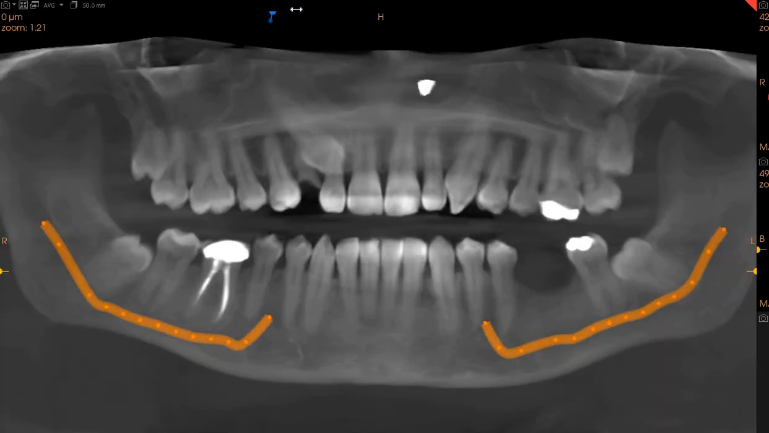This is the CBCT of the patient that you had requested. The area of interest is the upper right 3, 4, and 8 region, the lower right 7, 8, the lower left 7, 8, 6, 7, 8. So, starting with the upper left 3, as you can very clearly see, the upper left 3 is impacted and it is positioned palatally, and we will show you just now in the axial view.